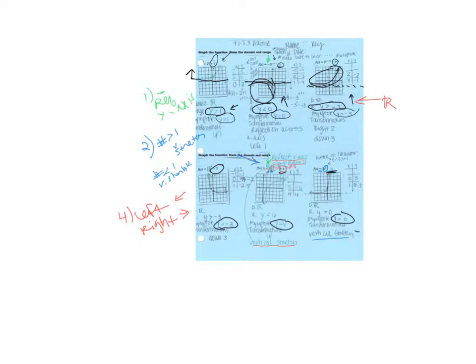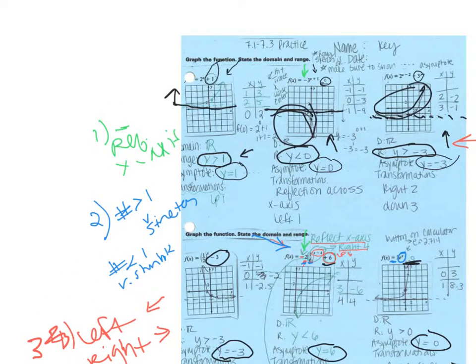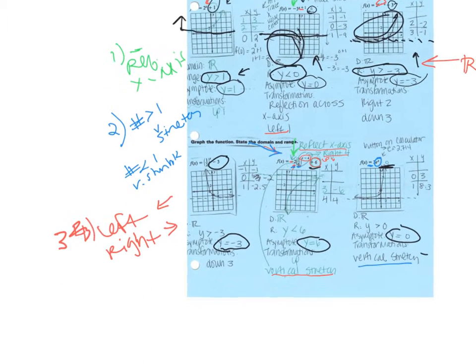Okay, next, the third thing we look for is left-right movement. So we look at what's beside the x. So for this first one, there's nothing beside the x. It's just x up top by itself, so there's no left-right movement. Then for the next one, it says x plus 1. So because of that plus 1, it means we went to the left 1 unit. Then the right side one, it says x minus 2. So we go to the right 2.